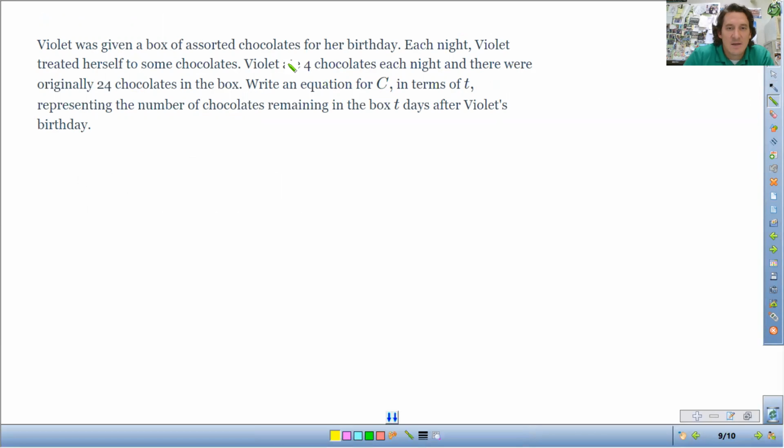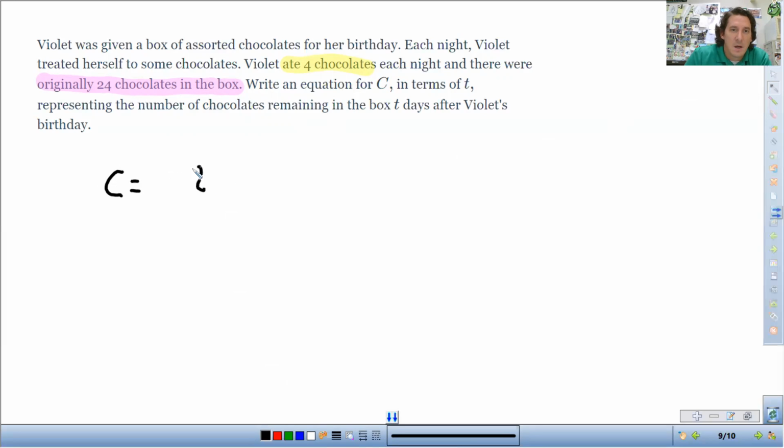Violet ate 4 chocolates, and there were originally 24 chocolates in the box. So it started with 24. We're going to write an equation for C. So again, it's going to be C equals, well, that's going to be the number of chocolates remaining in the box in terms of T. We'll put that in later.